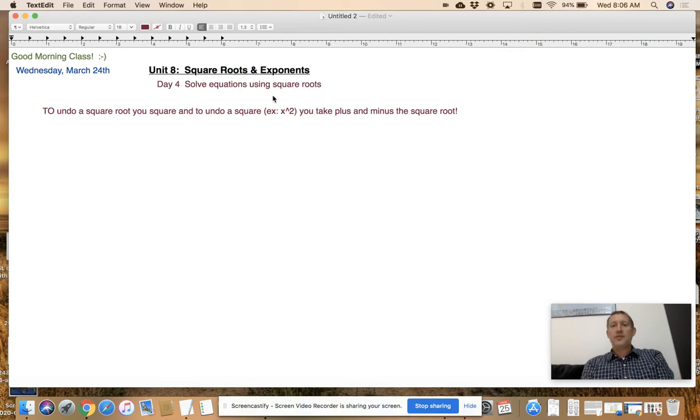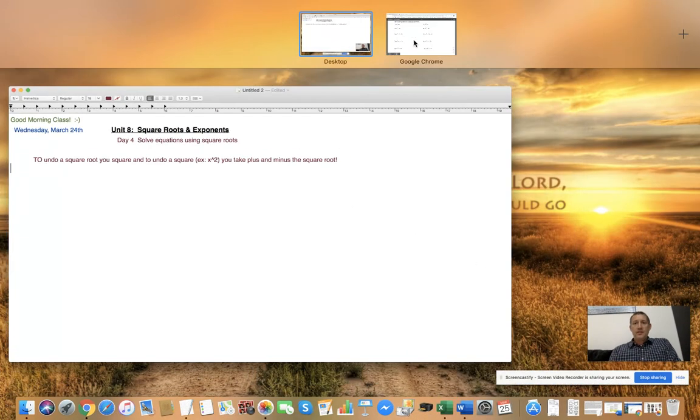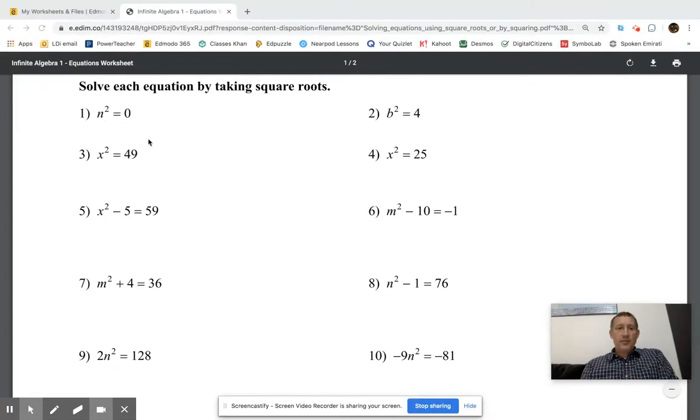Okay, so yes, if you heard me say the quadratic, that is what you call an equation that has a power of 2, or a function that has a power of 2. Now remember, because it has a power of 2, that means you're going to have two solutions. You're going to have a positive solution and a negative solution. So let's go ahead and look at some problems here.